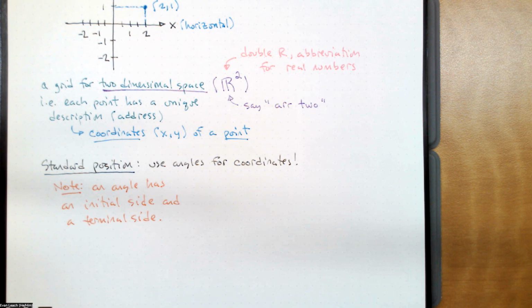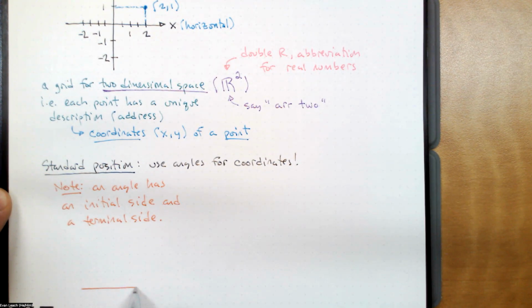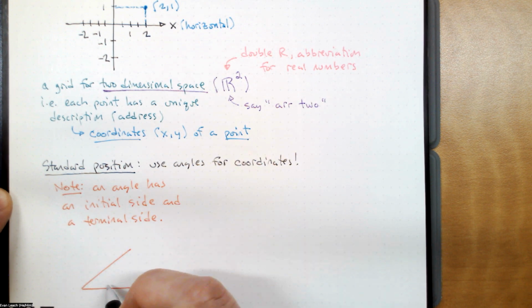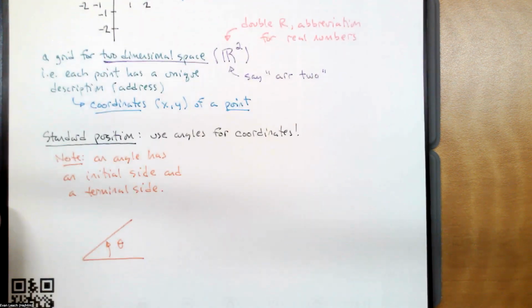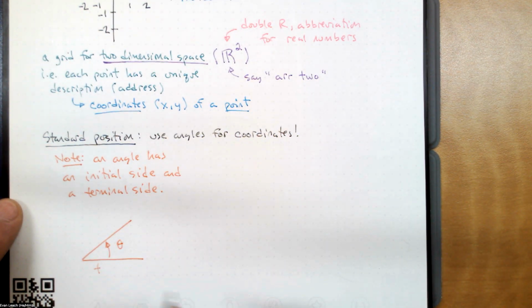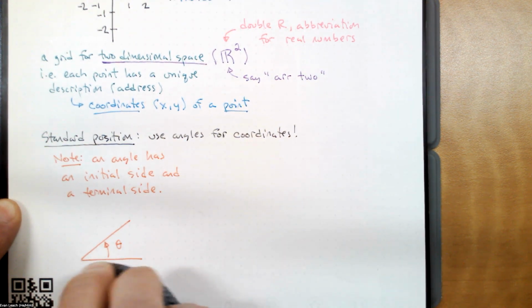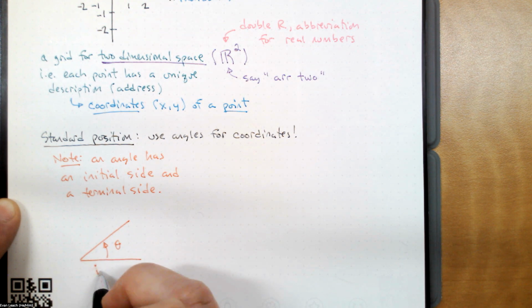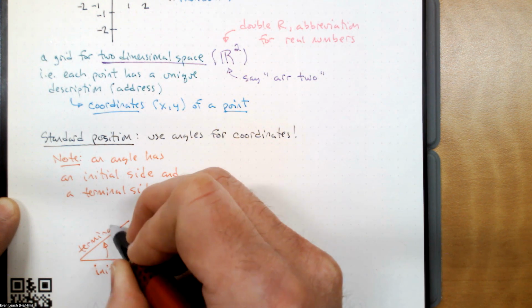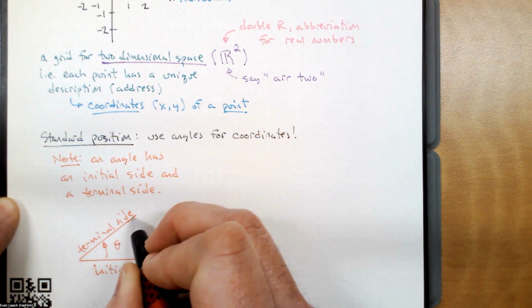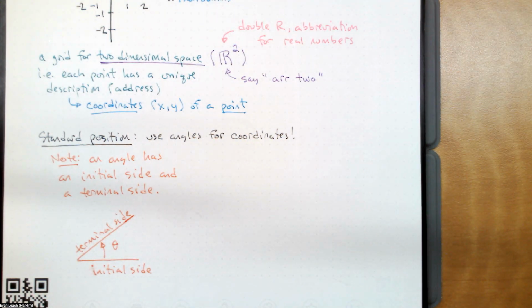An angle will have an initial side and a terminal side. So here is an angle theta, and I have put an arrow so we could say where the initial side is and the terminal side is. Notice the angle also has some kind of direction. We start at the initial side and we go to the terminal side.